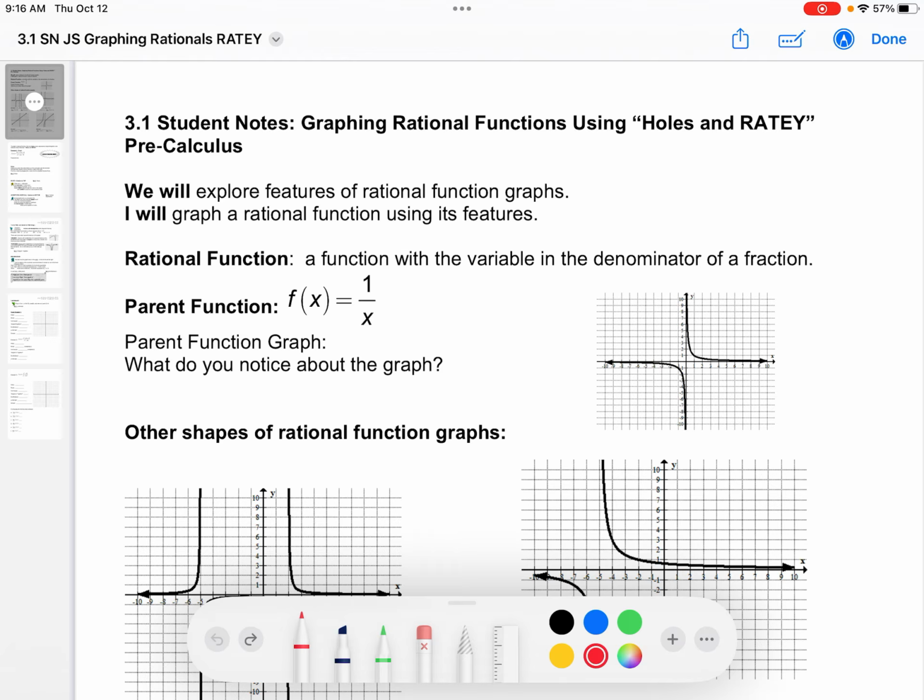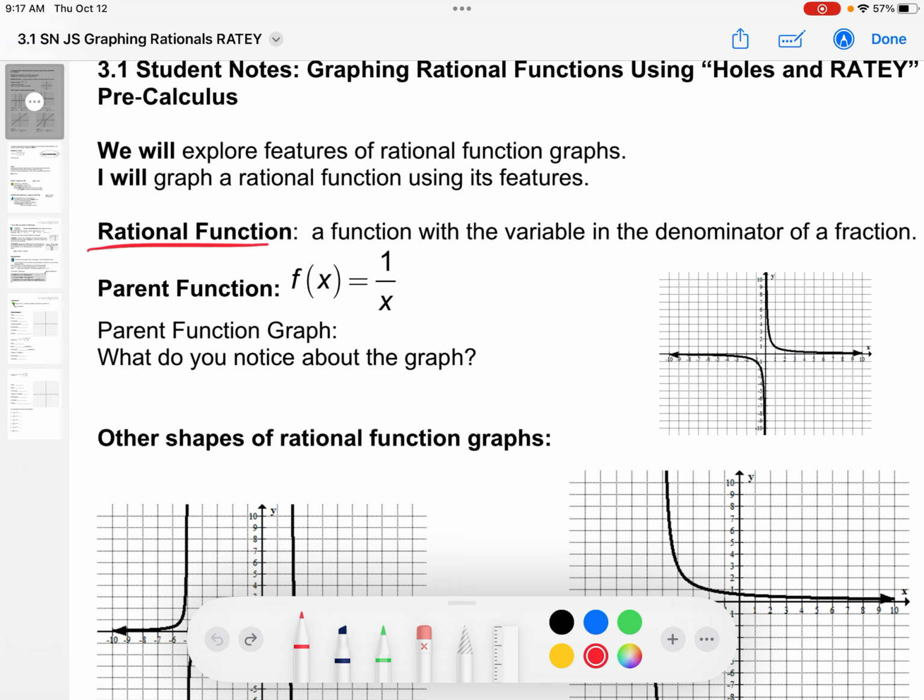Today we are going to start our study of rational functions, and we're going to look at all the different features of the graphs and be able to find those values and features and be able to sketch those graphs. So, a rational function is a function with a variable in the denominator. So it's going to be a fraction. It's going to have an x, or whatever letter we're using, in the bottom of it.